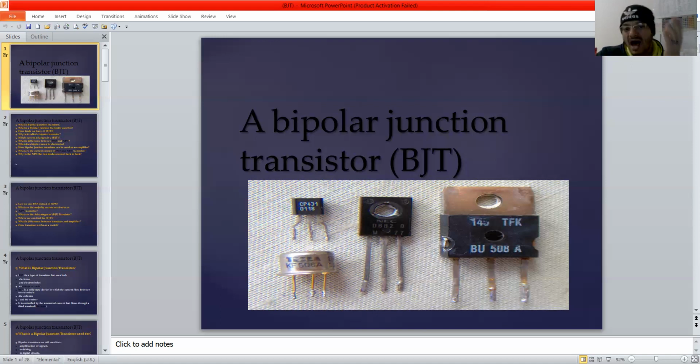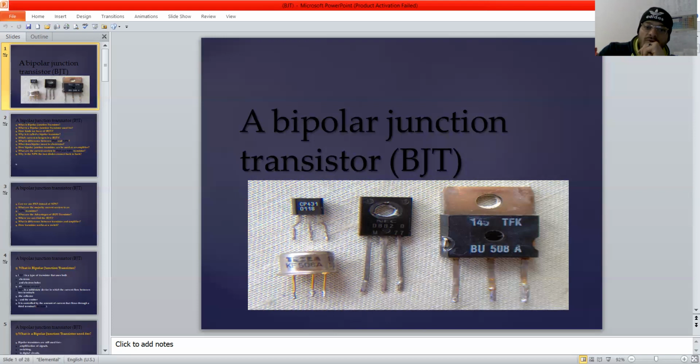Now, what kinds of bipolar junction transistor do we have? We have two kinds of BJT. The first one is PNP. The second one is NPN. We will explain deeper information about them in the next slides. Let's take the first version, NPN. What does NPN of a BJT device mean? After that, we'll talk about PNP.